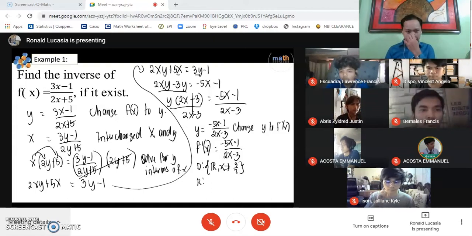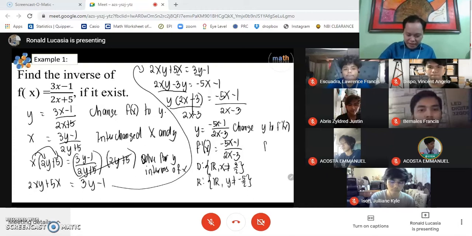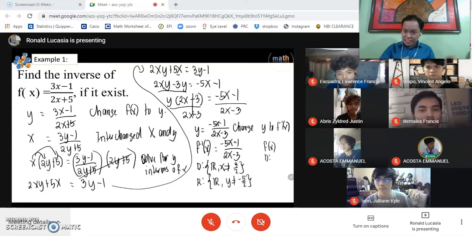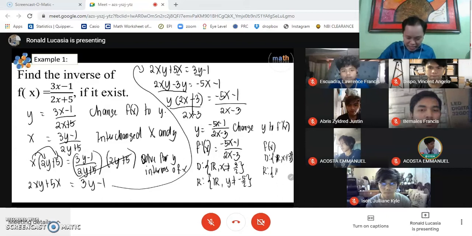Vincent, Angela. That's correct. So meaning to say, the domain of the f of x here, domain is vice versa. We have x, all real numbers such that x not equal to negative 5 over 2. And the range will be all sets of real numbers such that y not equal to 3 over 2.